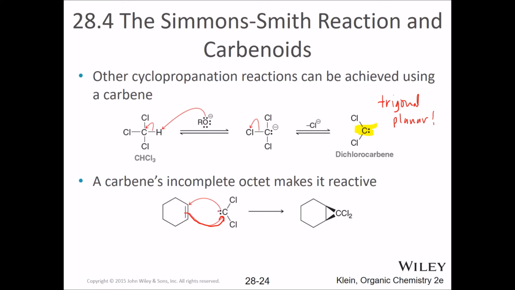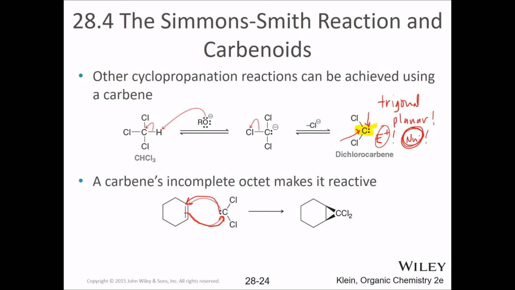Wham, right? Now, once those electrons go in there and make a new bond, these electrons are a good nucleophile. So this is both an electrophile and a nucleophile. Specifically, these electrons are the nucleophile, and the nucleus is the electrophile. Let me say that again. The electrons are the nucleophile, and the nucleus is the electrophile. Of course. So the carbene's incomplete octet is the reason it's reactive.